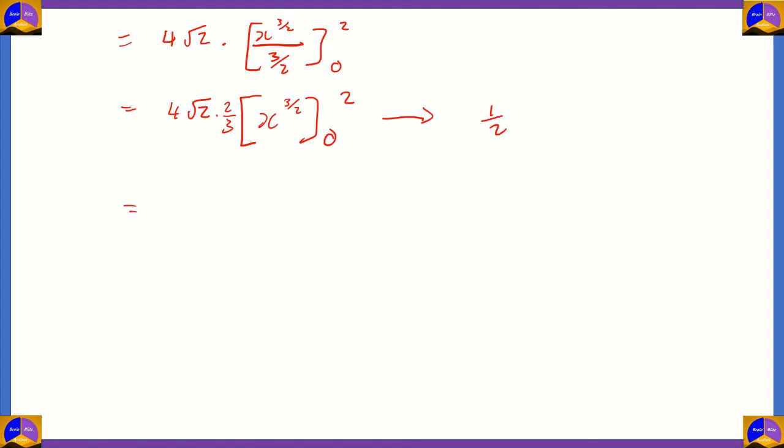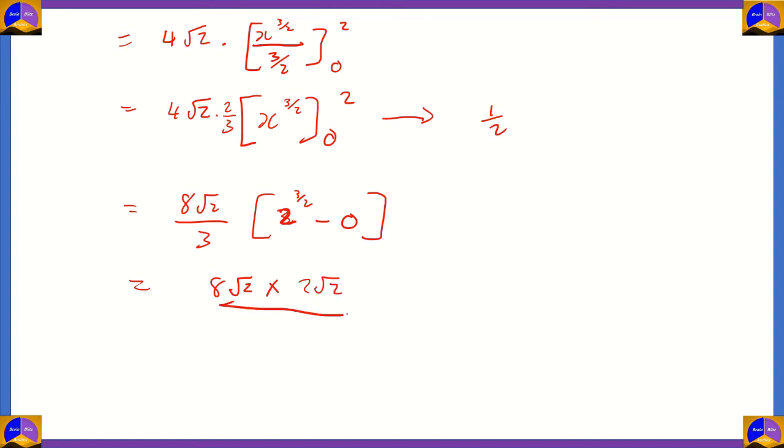Now let's multiply the terms outside the bracket, so that becomes 8 root 2 divided by 3, and inside you'll get 2 raised to 3 by 2 minus 0 raised to 3 by 2, which is 0. So 8 root 2 times 2 raised to 3 by 2, which is 2 times 2 raised to 1 by 2, that is 2 root 2, divided by 3. So that is 16 into 2. Root 2 times root 2 becomes 2. 8 times 2 becomes 16 divided by 3.